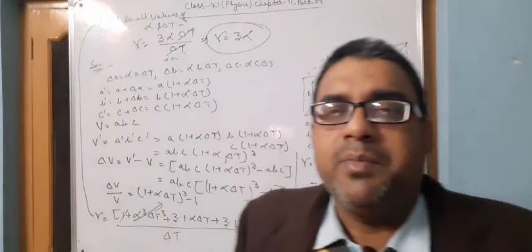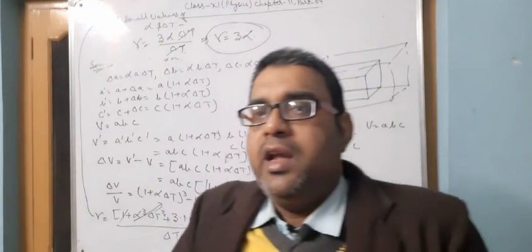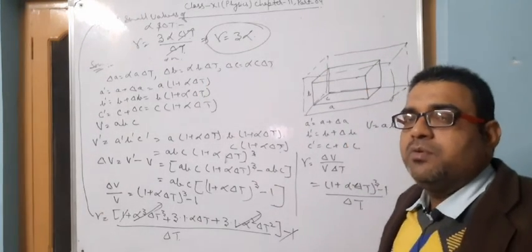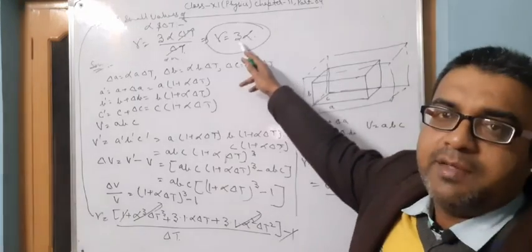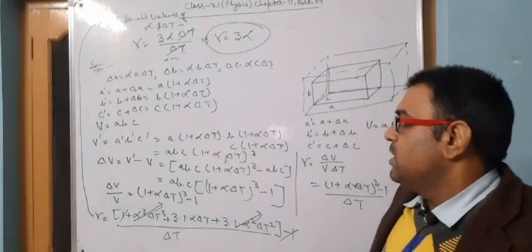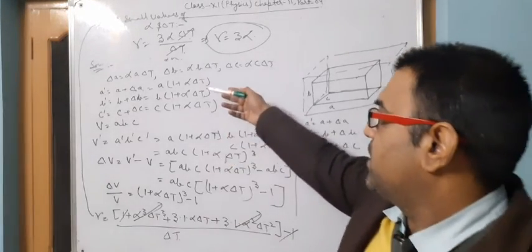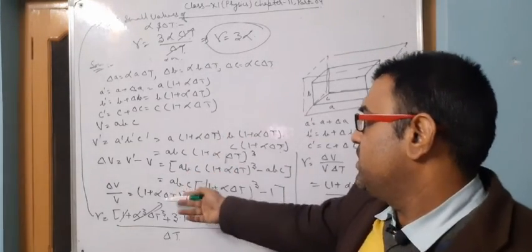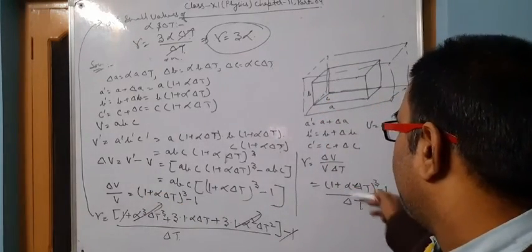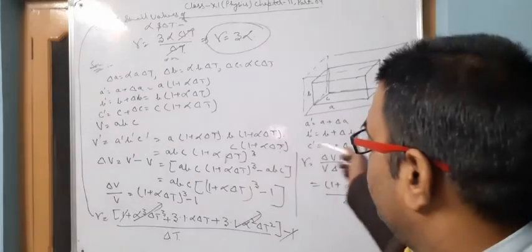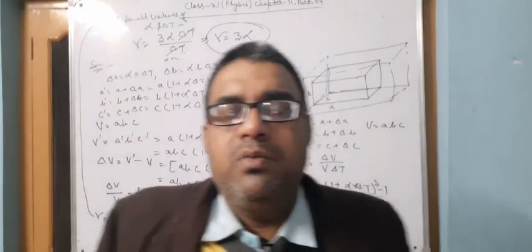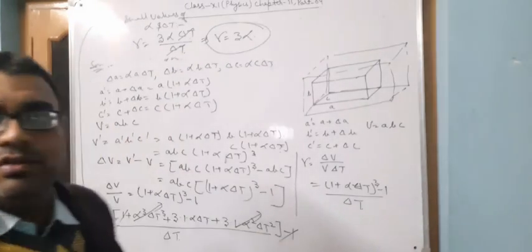So before that we had proved gamma is equal to 2 beta, and here we had proved gamma is equal to 3 alpha. Means coefficient of volume expansion is 3 times the coefficient of linear expansion. Clear, students? We had calculated del V upon V, and we put it in, and from here we got the value of gamma. Clear, students? Now we are going to discuss the next question.